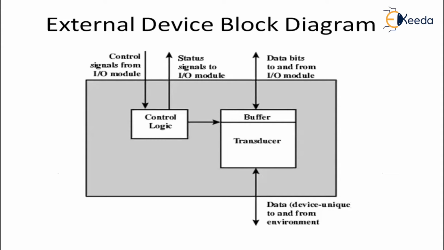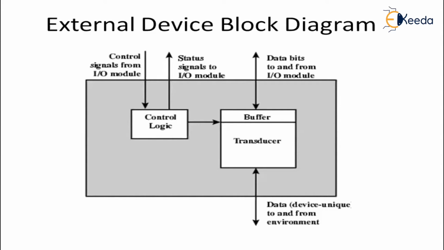Control logic receives a signal from input output modules, and after executing those signals, it gives the status signal to the input output modules. It gets the signal from the output module, then it will give the status to the output module. Simultaneously, this output is being differentiated or distributed to the buffer system.